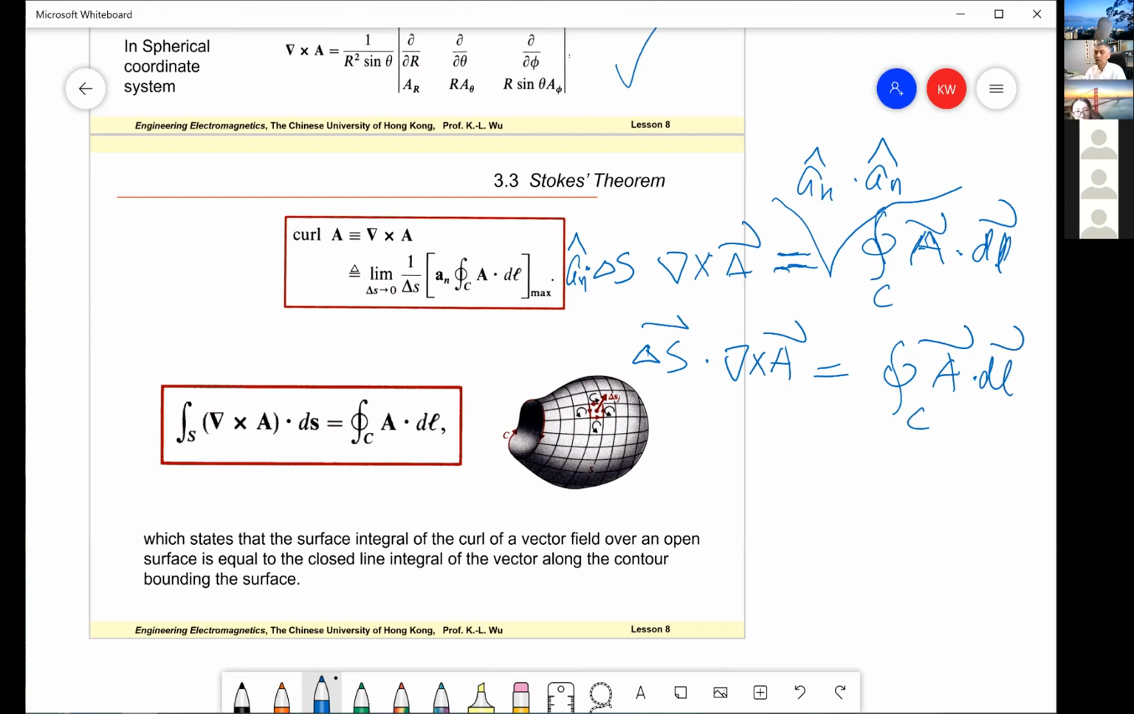On this side, the line integral around C, but this is still in a differential sense. That means I'm looking at the very small cells of a large open surface. Open means it looks like a shopping bag, and the mouth defines my contour C. So this is a differential relation, only concerning a very small part of the surface.